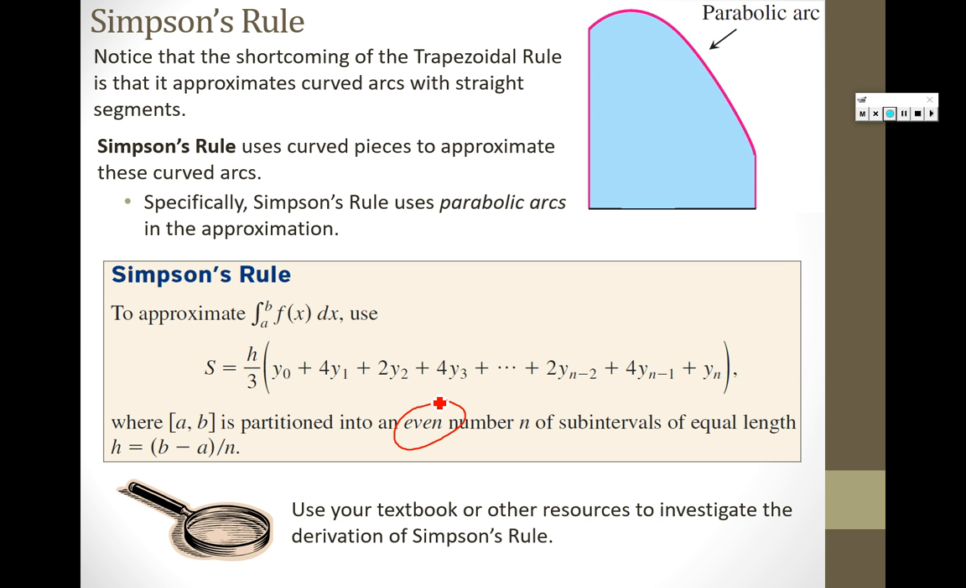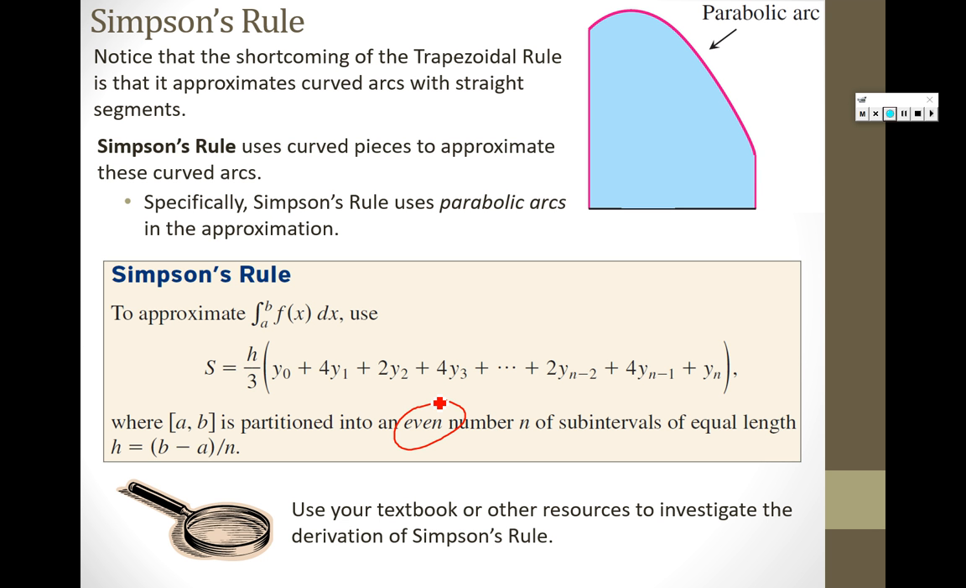If it's an even number of intervals, the first y value you just use as it is, then you use 4 of the next y value, then 2 of the next one, then 4 of the next one, then 2, 4, 4, 2, all the way down, and then your last one you go back to 1 again. If you use even, this will just work out nicely. It's been thought out, don't worry.